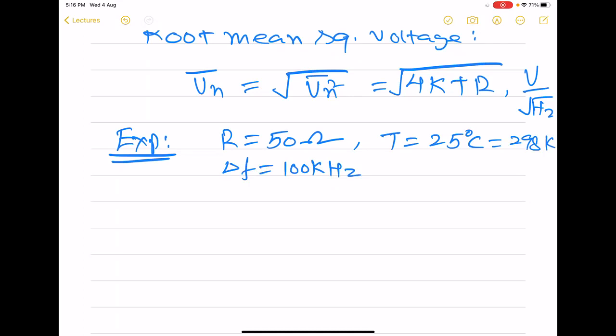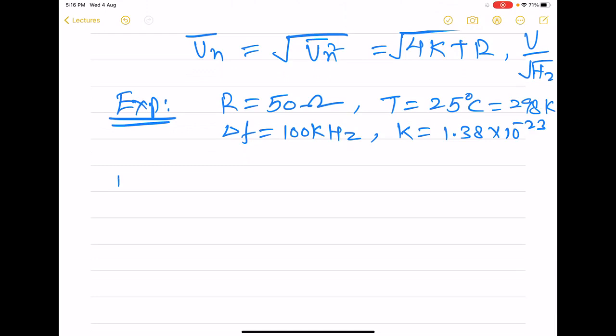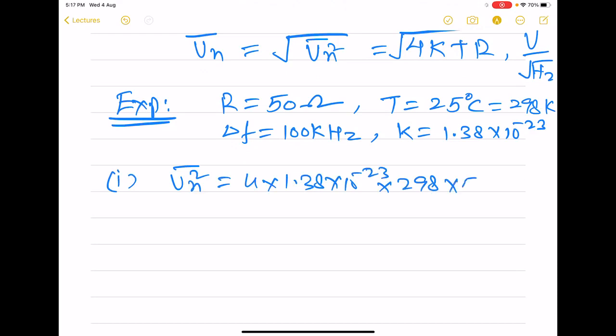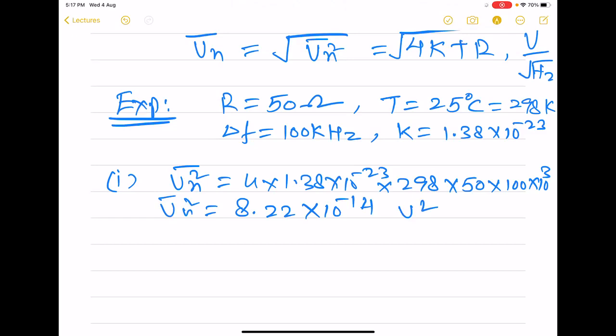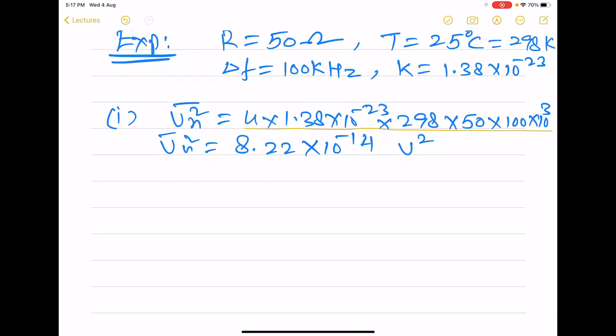So this is the resistor for which we want to do the calculation, and we know that the Boltzmann constant is 1.38 into 10 raised to minus 23. Now first we will calculate the mean square value. If you calculate 4 into 1.38 into 10 raised to minus 23 into 298 into 50 into 100 kilohertz, this number will turn out to be 8.22 into 10 raised to the power minus 14, and the unit is going to be volts squared. So this is the mean square value.